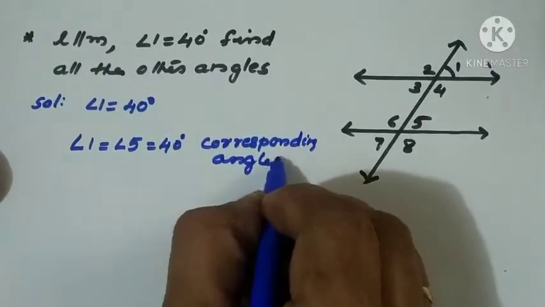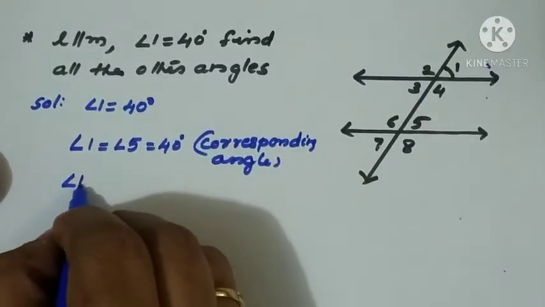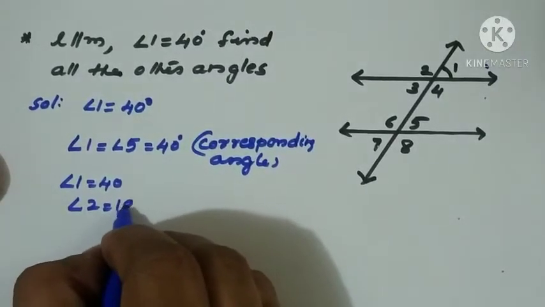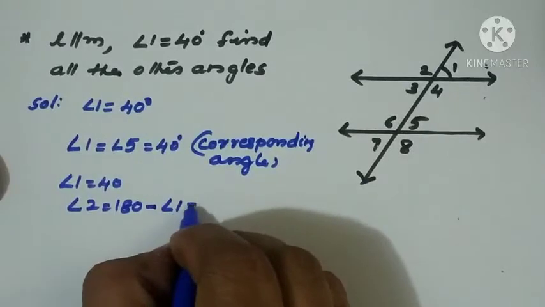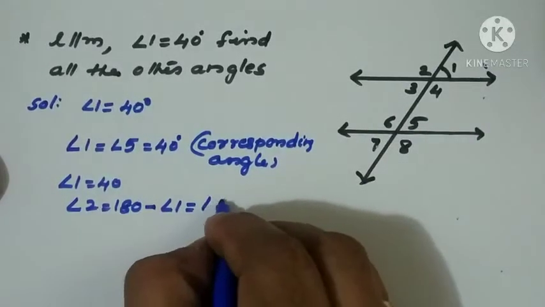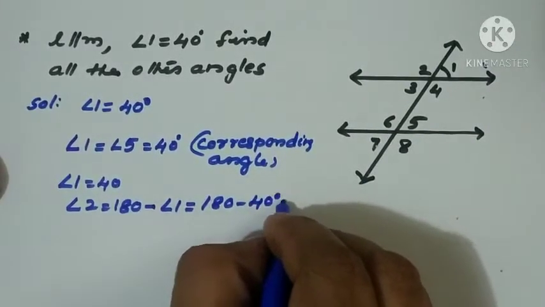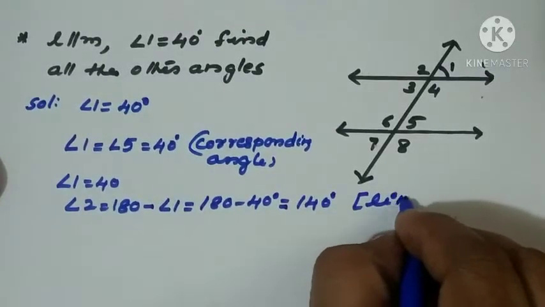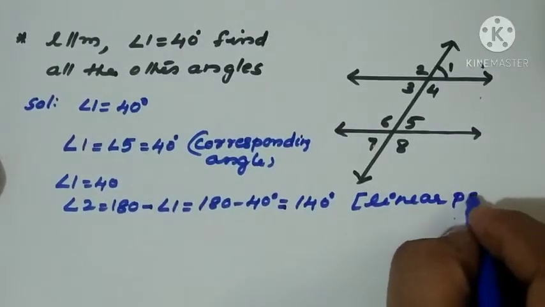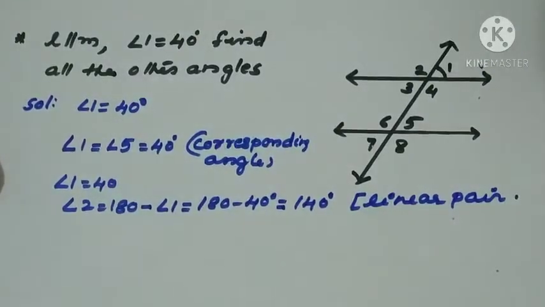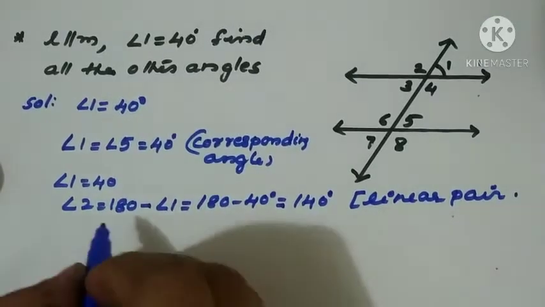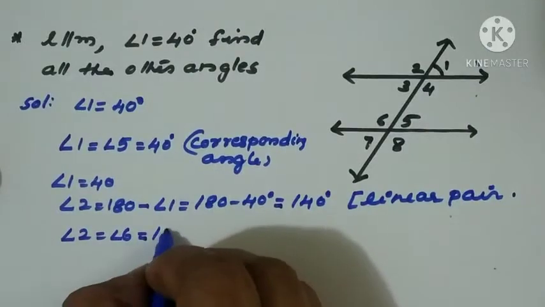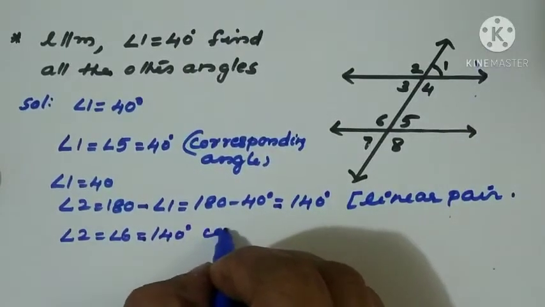Now angle 1 equal to 40, then what is angle 2? Angle 2 equal to 180 minus angle 1. That means 180 minus 40 degrees, it is equal to 140 degrees. This time the reason is linear pair. Now angle 2 we got, so what about angle 6? Angle 2 equal to angle 6 equal to 140 degrees, corresponding angles.